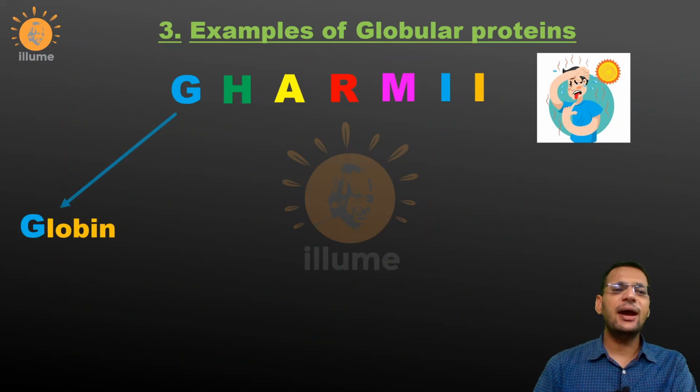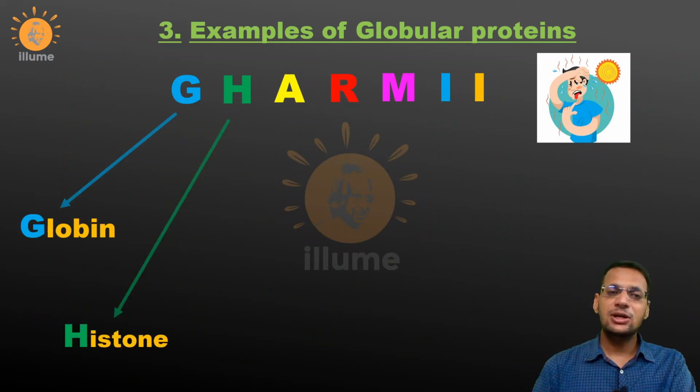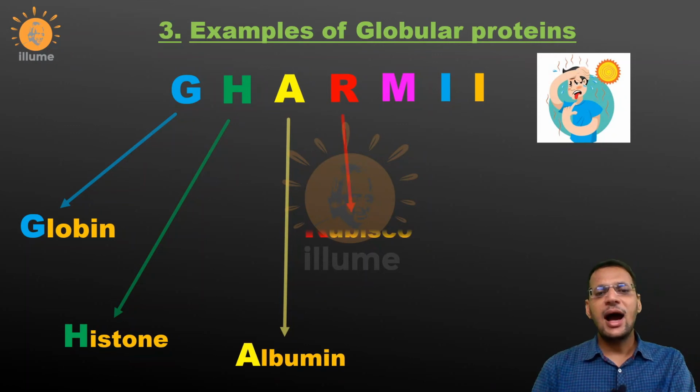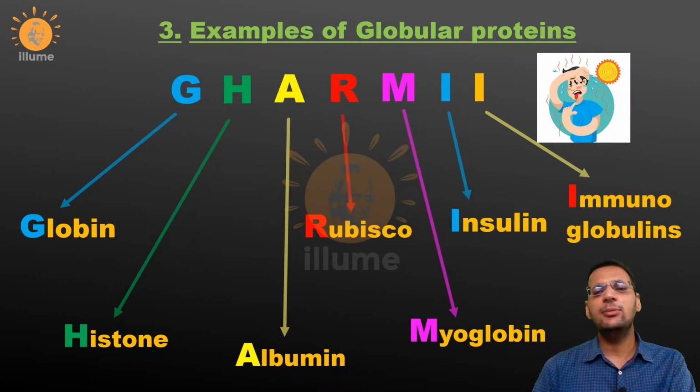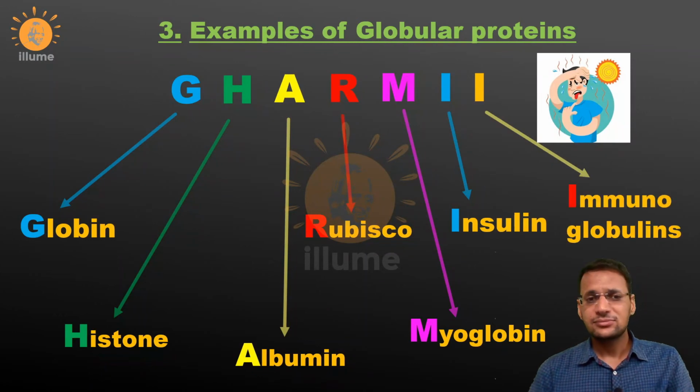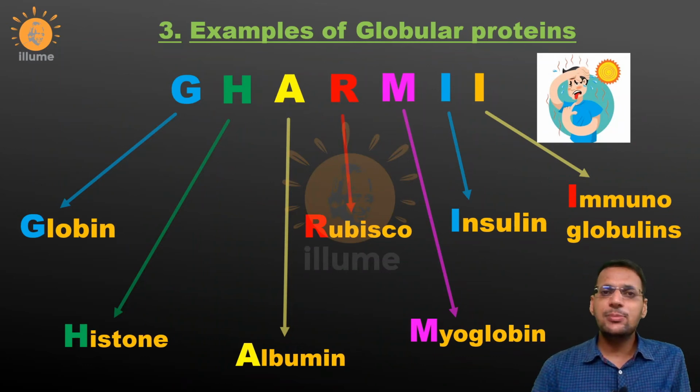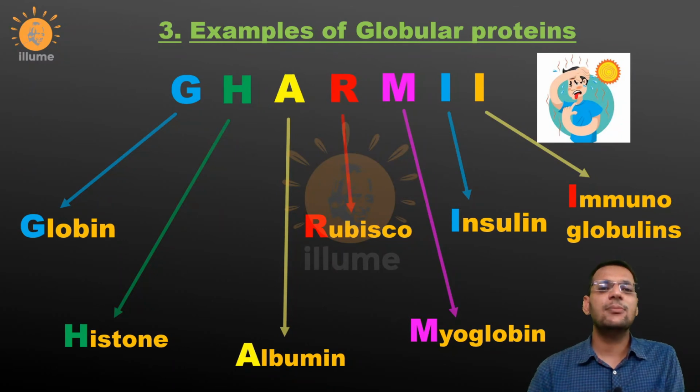Here G would remind us of globin, H histone, A albumin, R rubisco, M myoglobin, I insulin and I immunoglobulins. Globin as seen in hemoglobin, histone proteins present in DNA, albumin is a blood colloidal osmotic pressure maintaining plasma protein, rubisco it's an enzyme that performs Calvin cycle, myoglobin a pigment present in muscles for oxygen transport, insulin is a pancreatic hormone which reduces blood sugar level, and immunoglobulins are basically the antibodies present in blood plasma.